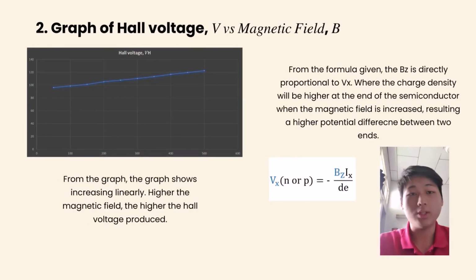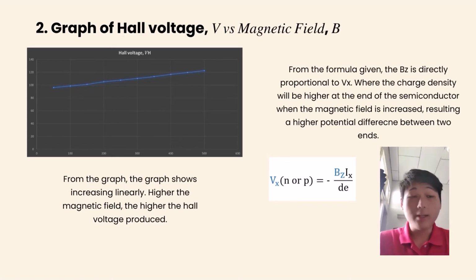For part 2 of the discussion, I will discuss the graph of the Hall voltage V versus the magnetic field B. From the graph, we can see that it is increasing linearly. The higher the magnetic field, the higher the Hall voltage produced. From the formula given below, we can see it is directly proportional to Bz. The charge density will be much higher at the end of the semiconductor when the magnetic field increases, resulting in a higher potential difference between the two ends due to the increase in the charge carrier concentration at both ends.